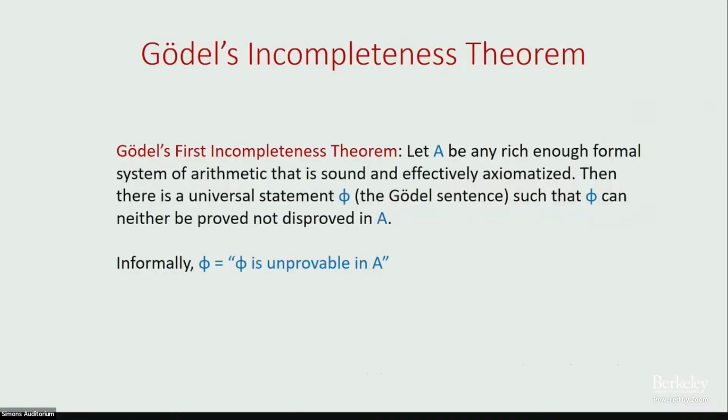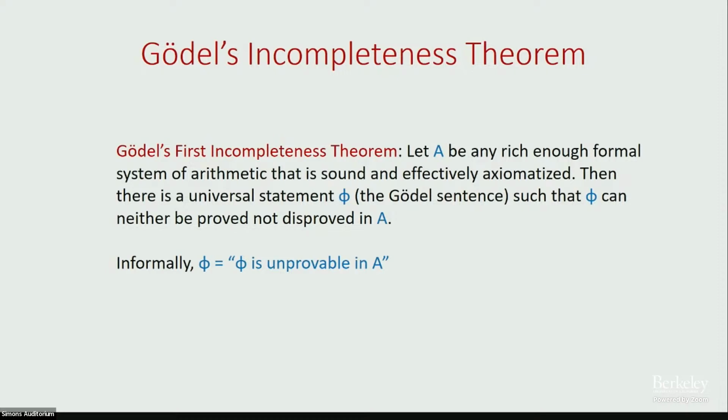So I'm just going to be referring to his first incompleteness theorem here. You take any formal system that's rich enough. You don't actually need very much to say rich enough. And I'm using the semantic version where you say it's sound, it doesn't prove any false theorems, and it's effectively axiomatized. You can check whether a certain statement is an axiom or not efficiently, or just recursively. Then there's a universal statement, the Gödel sentence, such that this can neither be proved nor disproved in the theory.